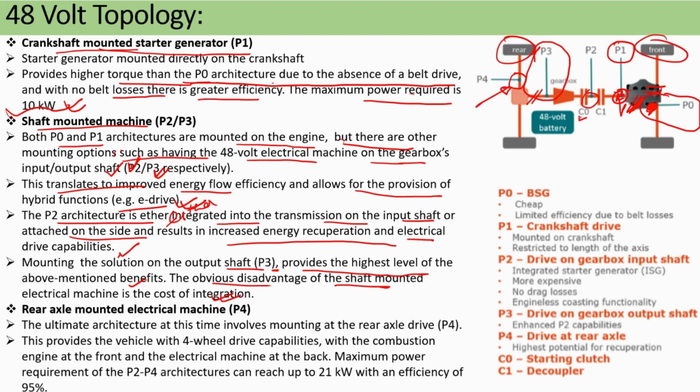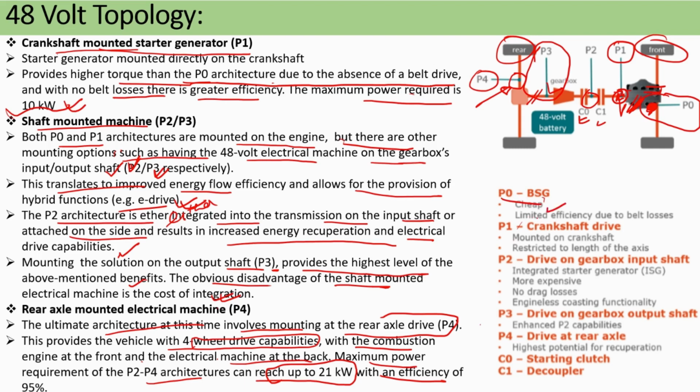We have seen P2. Between the C0 starting clutch and the decoupler, we have seen P3. Then we are seeing P4. In P4, the ultimate architecture at this time involves mounting at the rear axle drive itself. This provides the vehicle with 4WD capabilities, with the combustion engine at the front and the electric machine at the back. Maximum power requirement of P2 P4 RG can reach up to 21 kilowatt with an efficiency of 95. So you can see, but the cost would be the highest in this P4.